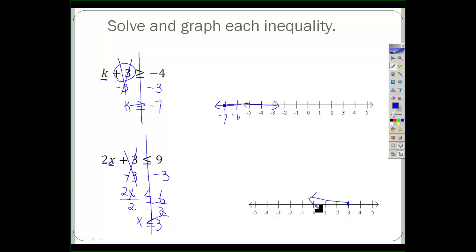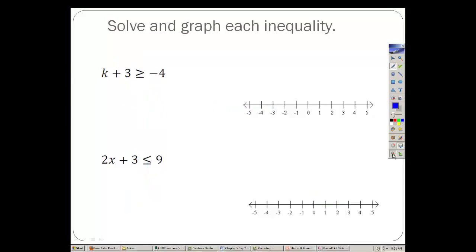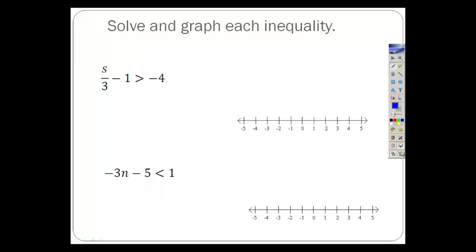Okay, so the first step you have to do is solve for the variable, and then once you have the variable, you just graph it just like what we've been doing in the past. Okay, let me show you a common mistake students like to make.